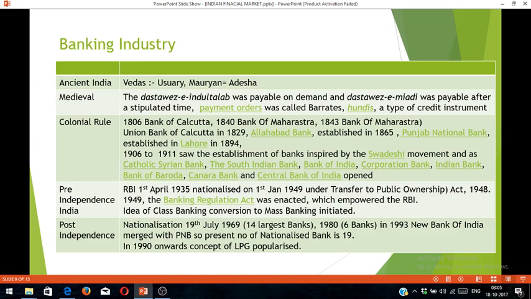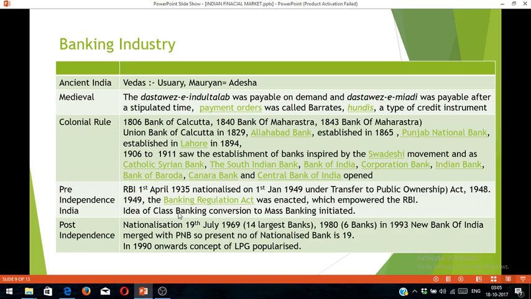Just before independence, the government established the RBI on 1st April 1935. Further, in 1949, the RBI was nationalized, and the Banking Regulation Act 1949 came, which gave more power to the RBI.